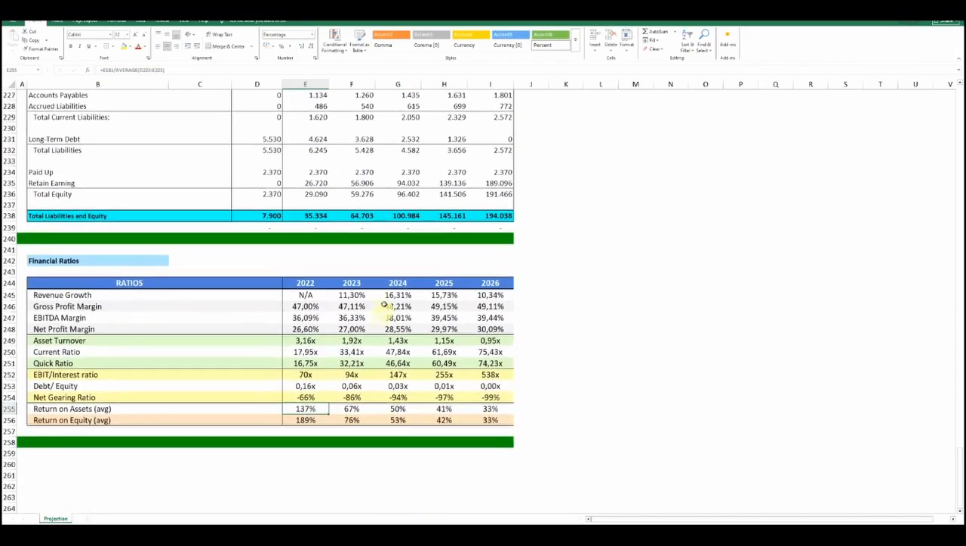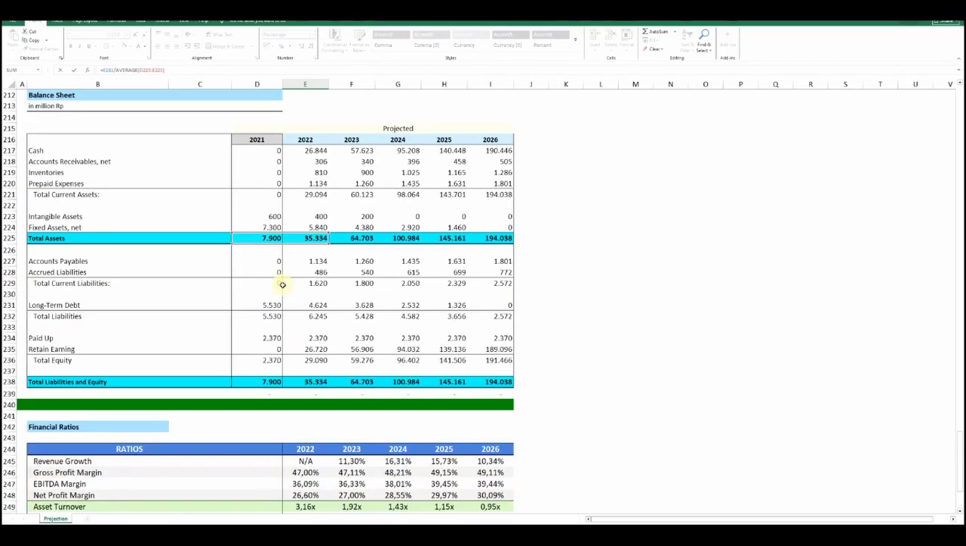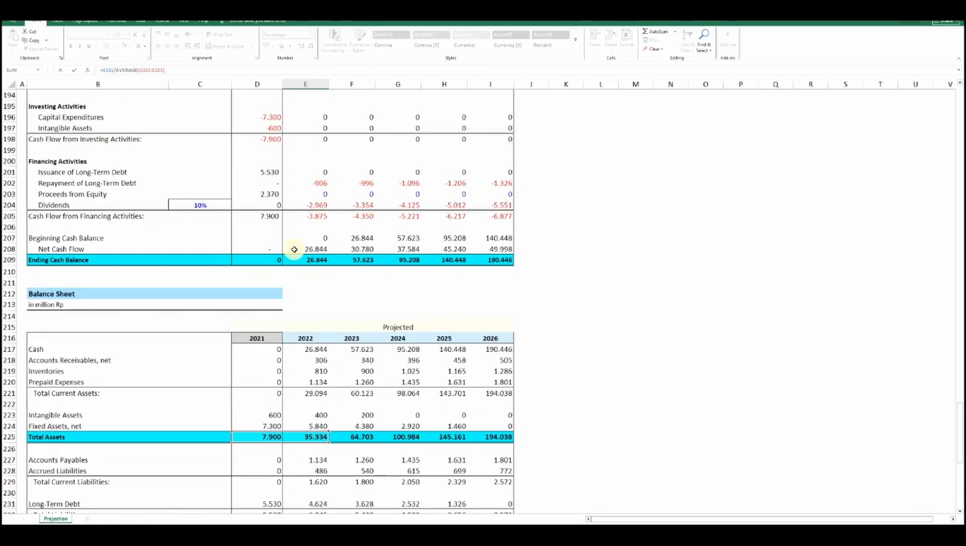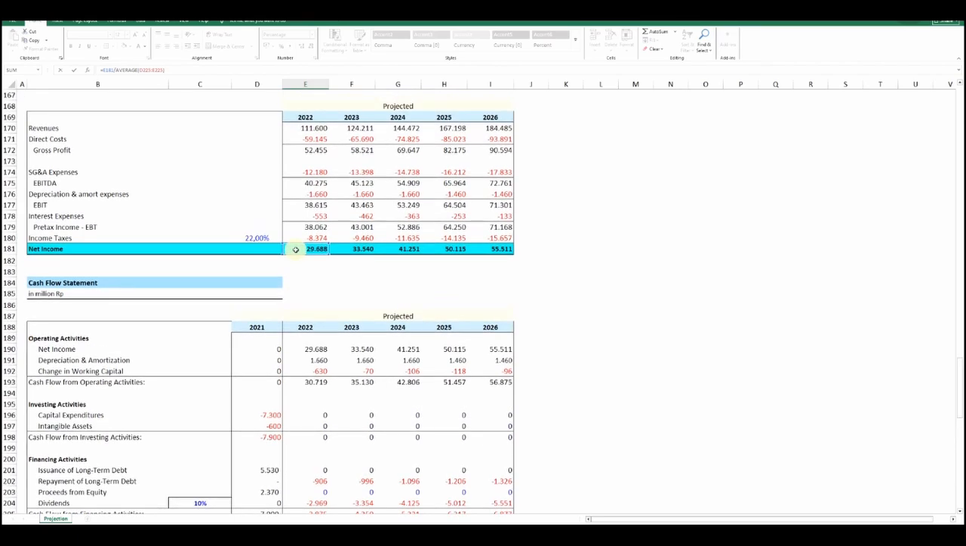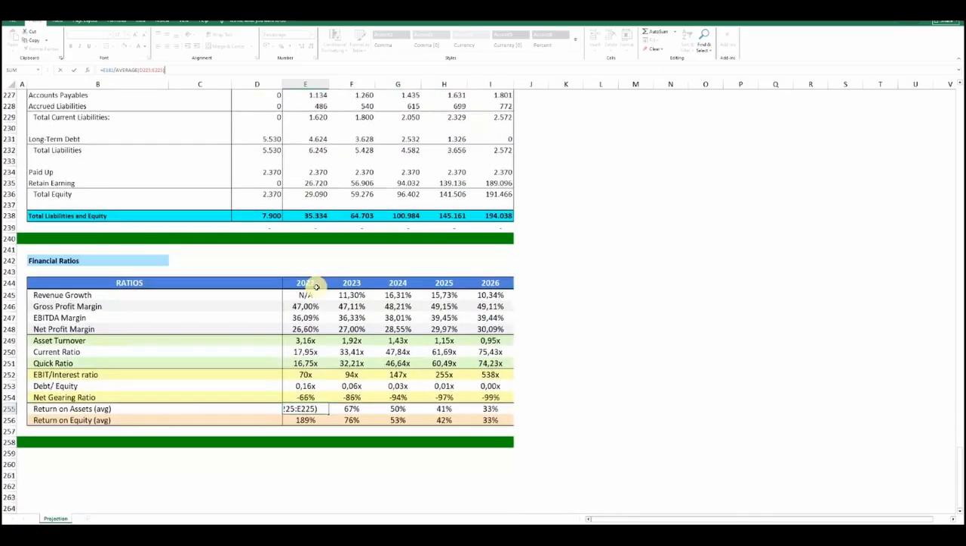Lastly, there's the return on assets and equity ratios. First up is return on assets, ROA. This ratio measures how effectively a company's assets generate net profit. It's calculated by dividing net profit by the average total assets. We use the average because the total assets can go up and down during the period.